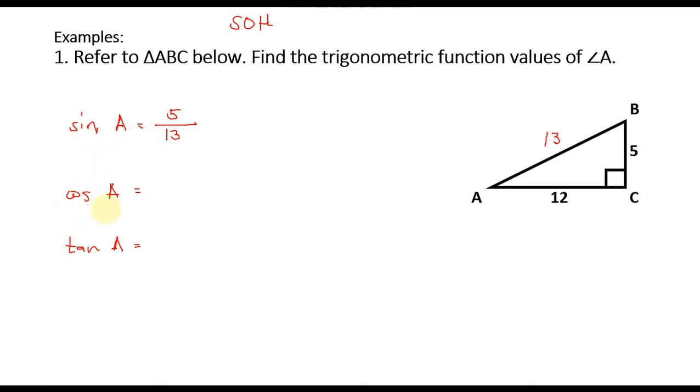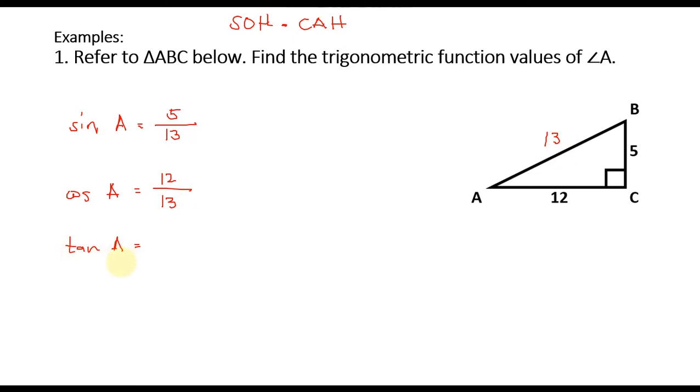Next, cosine A. So the next is CAH. C stands for cosine, A for adjacent side, and H again for the hypotenuse. So again, we're using angle A. For this angle A, we need the adjacent side, which is A here. So adjacent of angle A, not 13, since 13 is the hypotenuse. So we're going to have the adjacent side as 12. So 12 will be your numerator. And for your denominator, the last letter is H, which stands for the hypotenuse. Hypotenuse is 13.